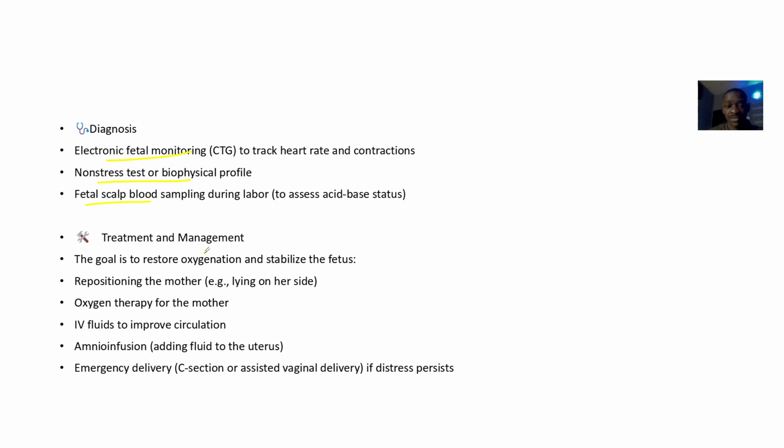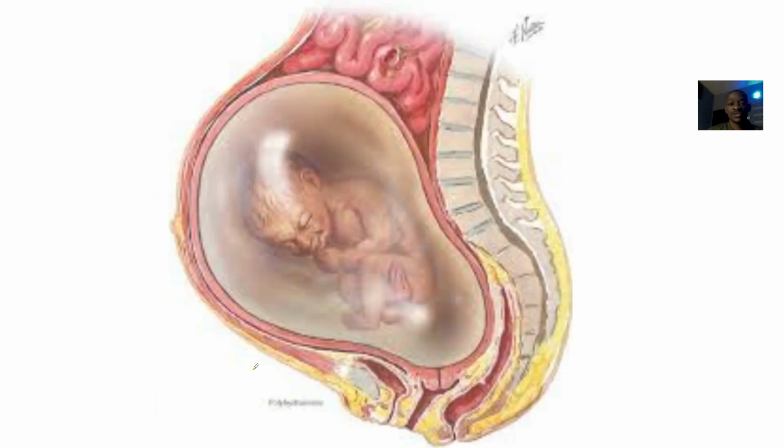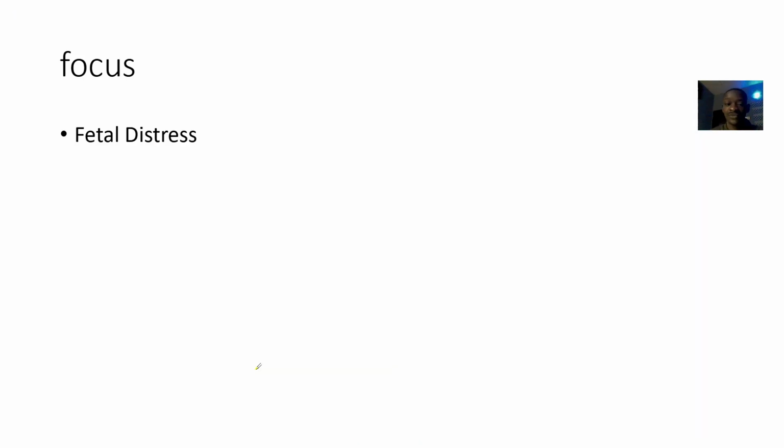So treatment and management is this. The goal is basically to restore oxygen supply to the baby and stabilize it. So you can reposition the mother, give oxygen therapy to the mother, IV fluids just to improve circulation, and amnioinfusion. That's when amniotic fluid levels are low, you can infuse directly to increase it. There's sometimes emergency delivery where you do a cesarean section or an assisted vaginal delivery. You can use vacuum extraction. You can also use what? Forceps. So that's just the beautiful story behind what? Fetal distress.